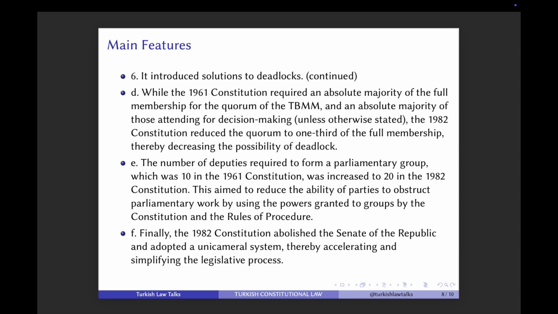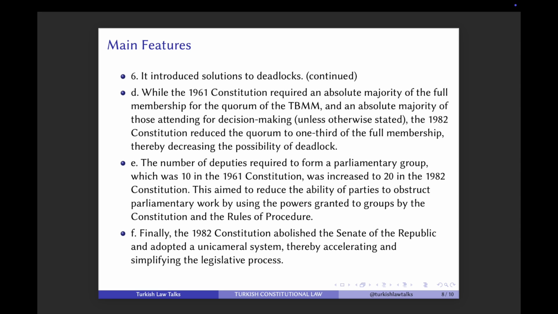They got rid of the Senate. Ah, the second chamber of Parliament. Correct. The 1982 Constitution adopted a unicameral system, just one chamber, the TBMM. The goal was pretty clear. Speed up lawmaking, simplify the process, no need for bills to go through a whole second house.